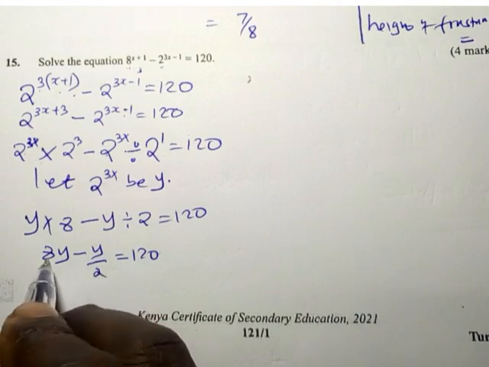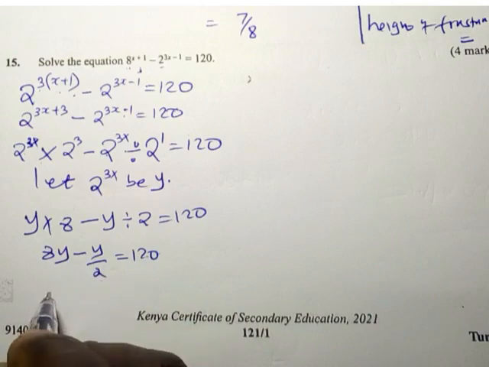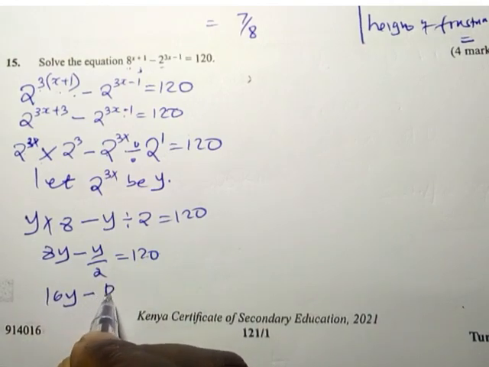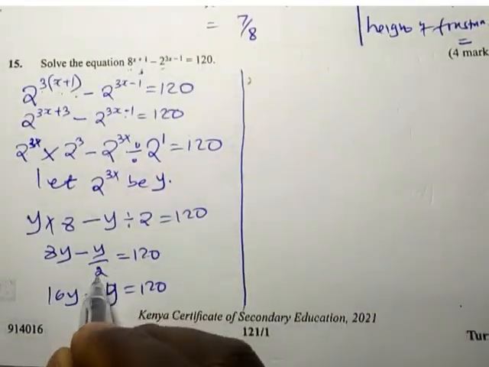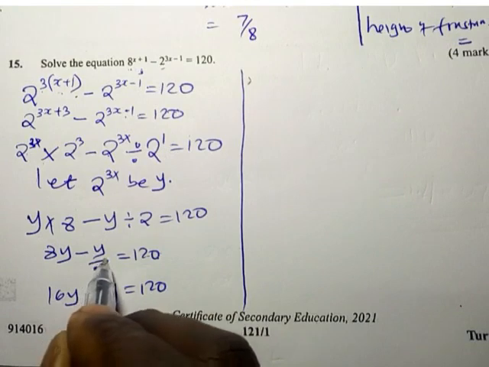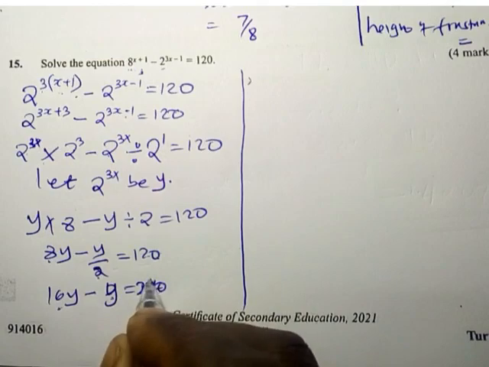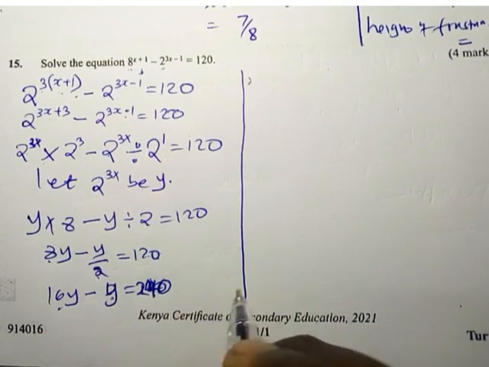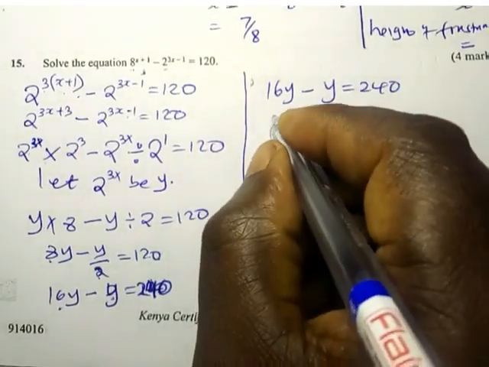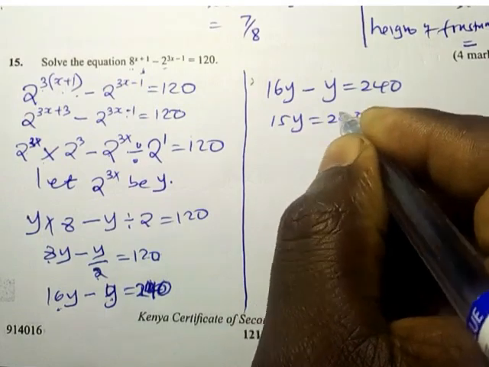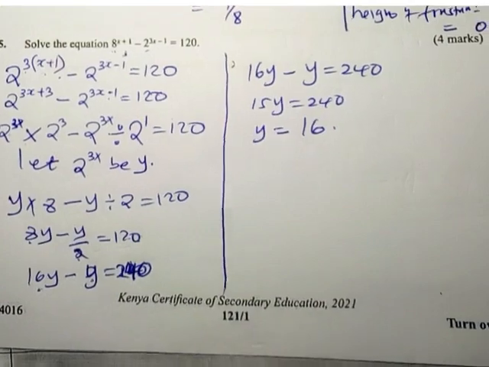Multiply this one everywhere by 2. We are going to have 16y minus y equal to 240. You multiply 8 times 2 and it becomes 16y, and 120 times 2 becomes 240. Now we have 16y minus y, the answer is 240. So 15y is equal to 240. So y is equal to 16.